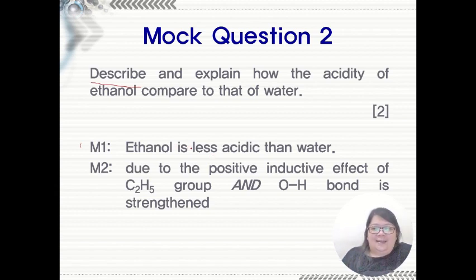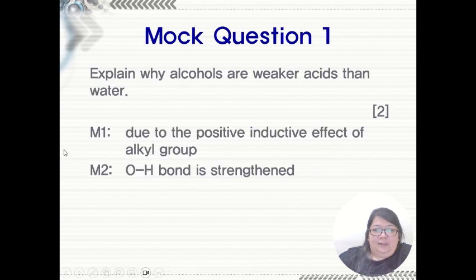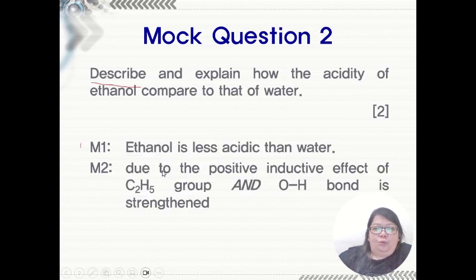So alcohol is less acidic. Now, the second mark will be the explanation. Can you see that this second mark answer, due to the positive inductive effect of the C2H5 group, the OH bond is strengthened. I actually copied that from the answer of mock question 1. Now I combine these two to get the full marks for mock question 2. I predicted it to be a 2 marks question. So the first one is to describe, the second one, explain. Later, we move on to mock question 3.